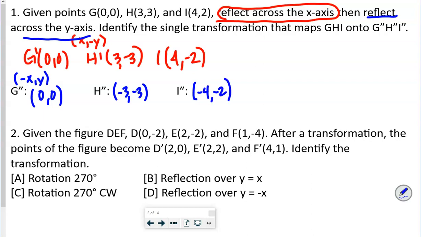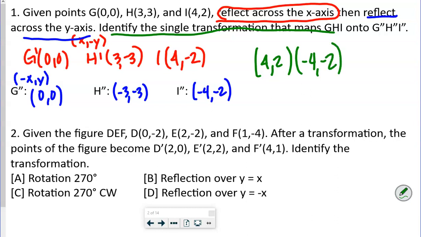So let's just take one of these and compare it and come up with one, because it says identify the single transformation, okay? So if we just take (4, 2) and look at what it is here, (negative 4, negative 2), what happened? Both of them became negative, right? So it's (negative x, negative y). So what single transformation is that? That is a 180-degree rotation, right? So that's what this problem is asking, okay?